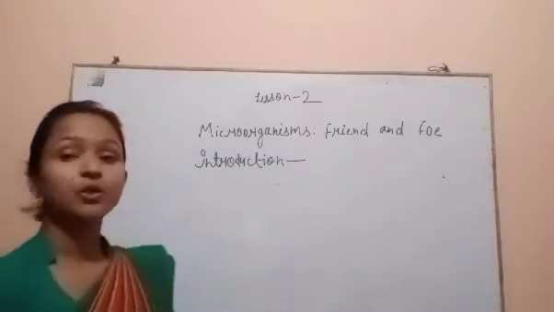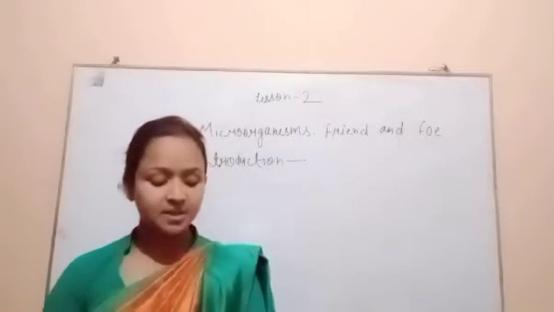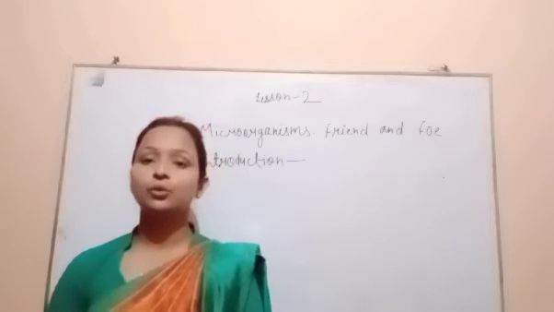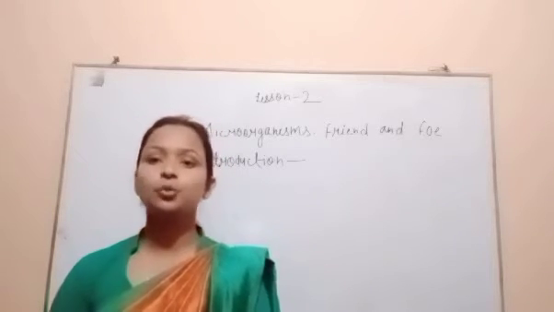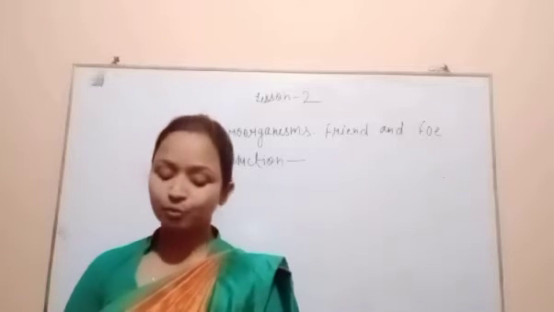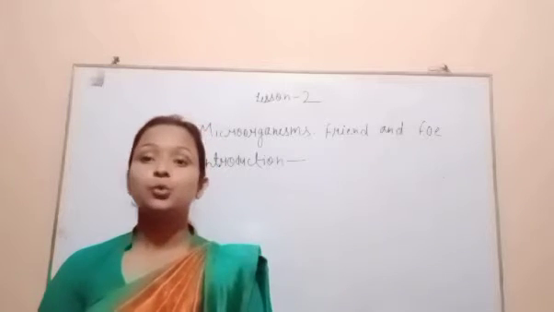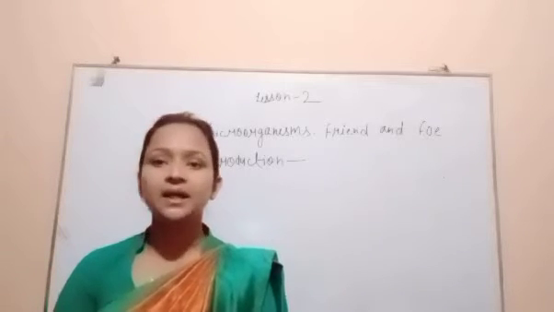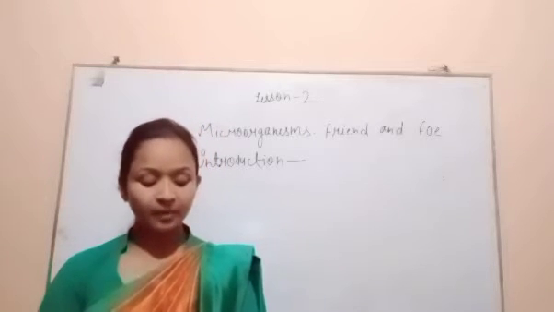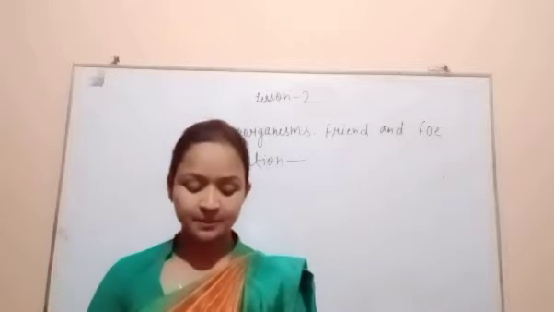Introduction. You have studied about plants in earlier classes, and you know that plants have roots, stems, leaves, flowers, fruits, and seeds. You know that they are green in color, and they make food for all animals.